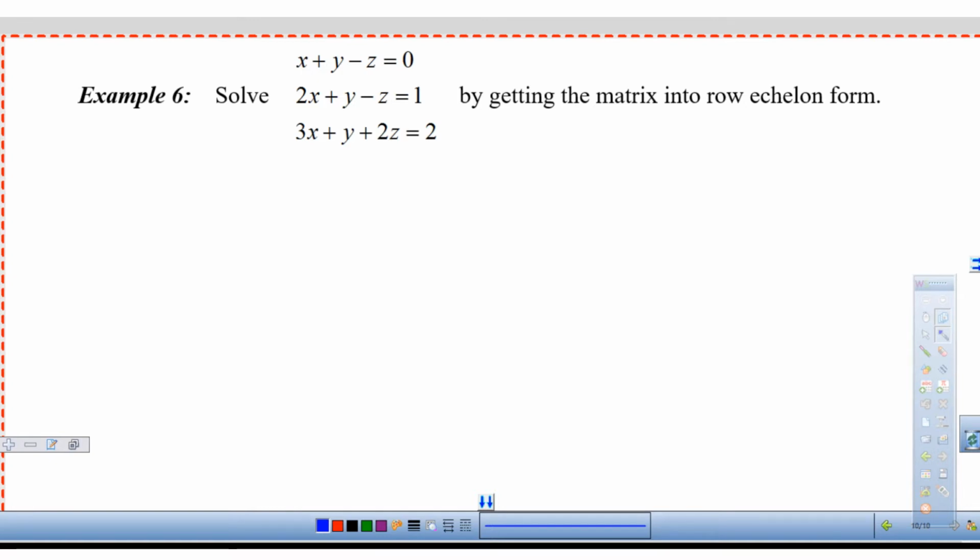Okay, here we go. Let's go ahead and start this. So across the top, 1, 1, negative 1, solid line, 0. Underneath, 2, 1, negative 1, 1. Underneath, 3, 1, 2, 2. We're going to do it in the same order, okay?